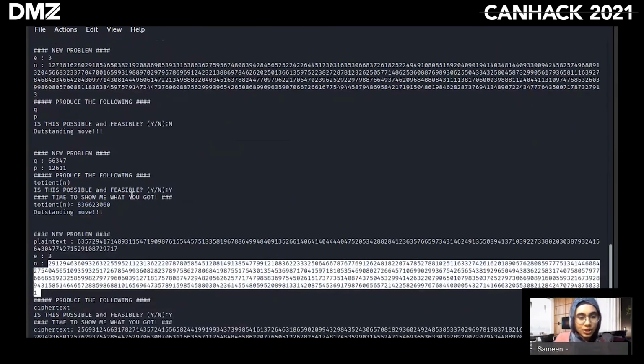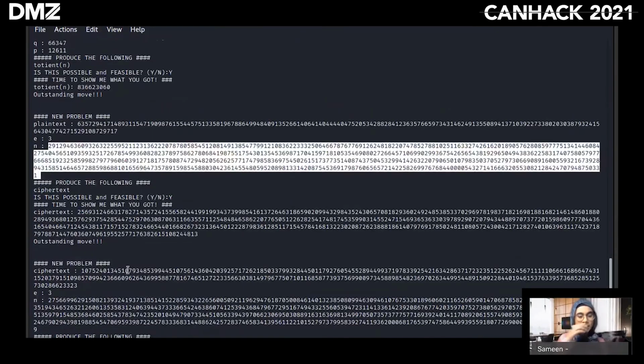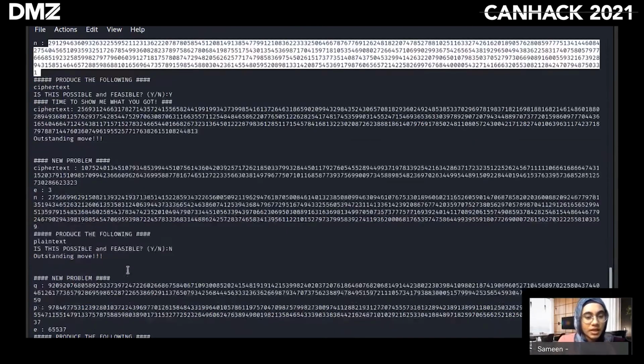and hit enter. So it's given us the ciphertext, E, N, and it's asking us if we can reproduce the plain text. But to decrypt the ciphertext, we need the decryption key, which was D, and we don't have D, so this is not possible. Now it's asking us if it's possible to produce D, and it is.